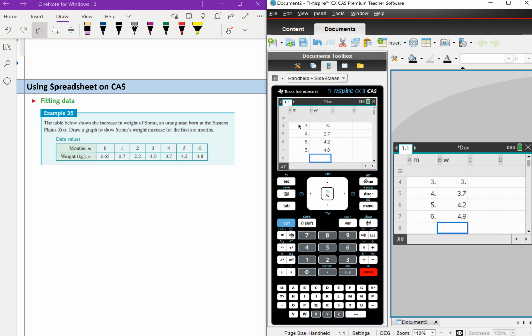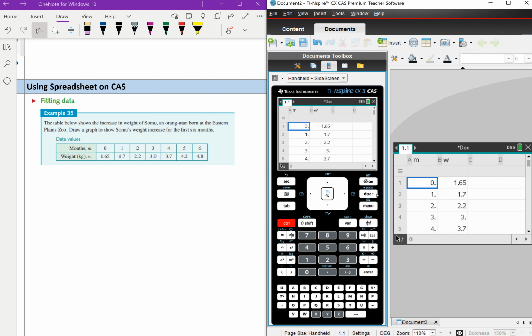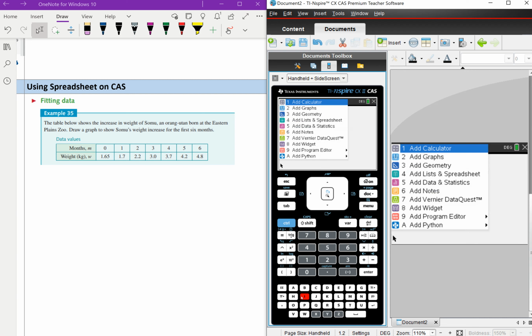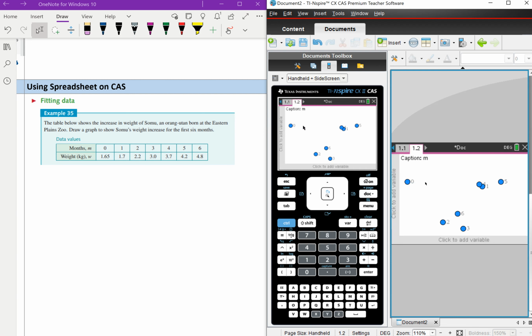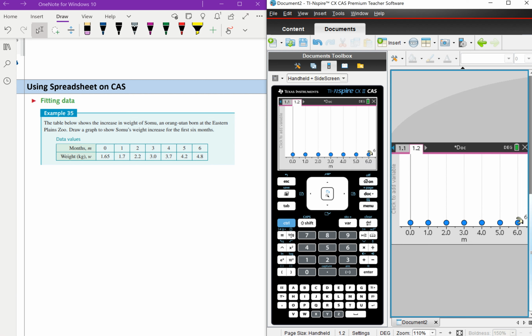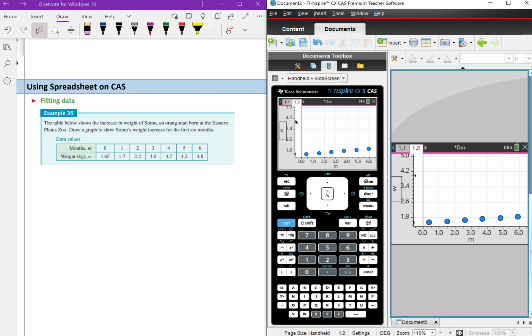For those who are doing further, this is probably more familiar. So at this point, you can now press control doc, which is add a page, or control I, the letter I, and you can add on data and statistics. So we're going to look at it on the x-axis. This is your months, because that's the independent variable. So this is your 6 months here. And then we want to see how the weight changes over those months. So weight is your y-axis.